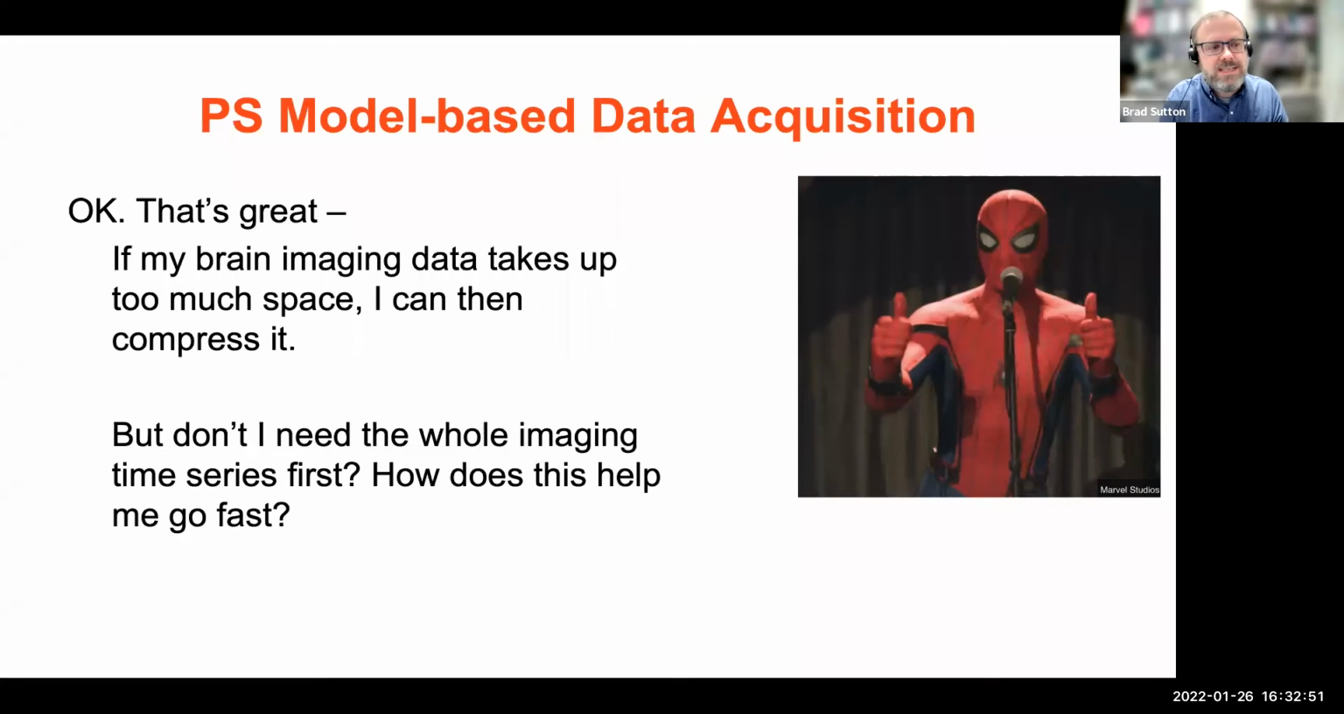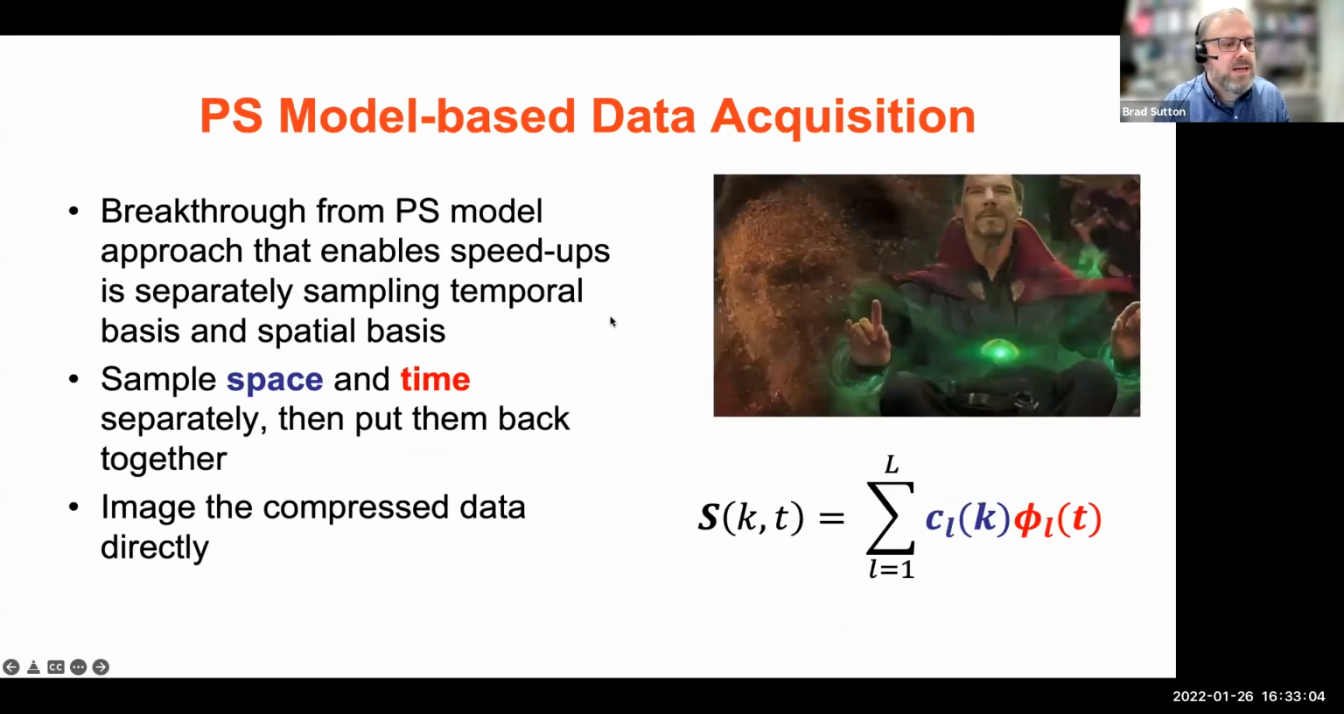So the nice thing about the partial separability model is it actually provides a way for us to sample data in which we don't have to have the full data set to start with. We can actually sample things separately. So this is what helps us go fast. So we separate space and time. So hopefully some people get that reference here too, why we use this particular image. The breakthrough from the PS model is that it enables us speed ups by separately sampling temporal and spatial resolution, okay?